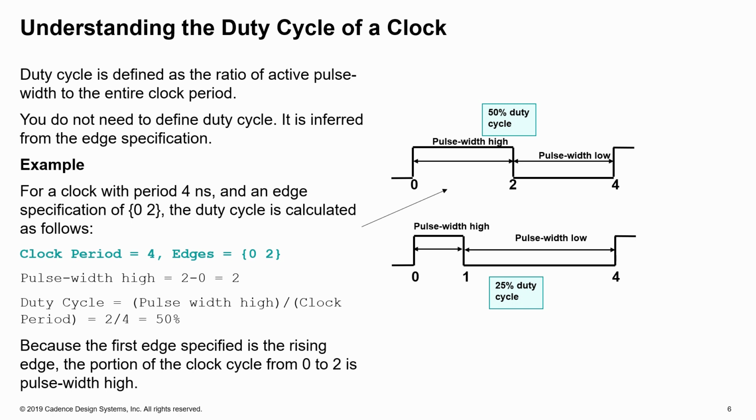In this example, if a clock is defined by its period of 4 and the edges of 0 and 2, then the duty cycle is calculated as pulse width high divided by the clock period, which in the waveform shown is 2 minus 0 divided by 4, and so we have a 50% duty cycle. On the bottom one, the pulse width is high for only 1 unit, and so it's a 25% duty cycle.